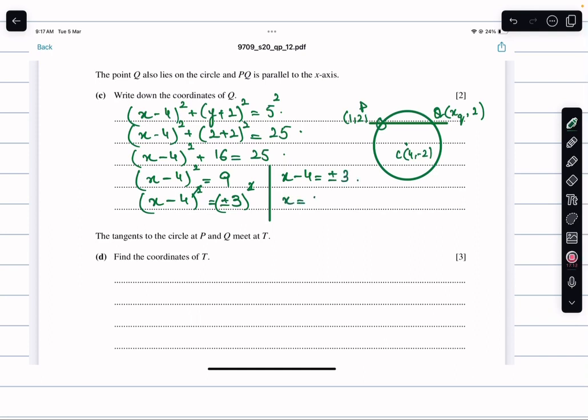Meaning x can be equal to 3 plus 4, or we can say x is equal to minus 3 plus 4. So x will be equal to 7 or x will be equal to 1, which was already the coordinate of P. So here I can say that Q has coordinates (7, 2). So this is going to be the answer.